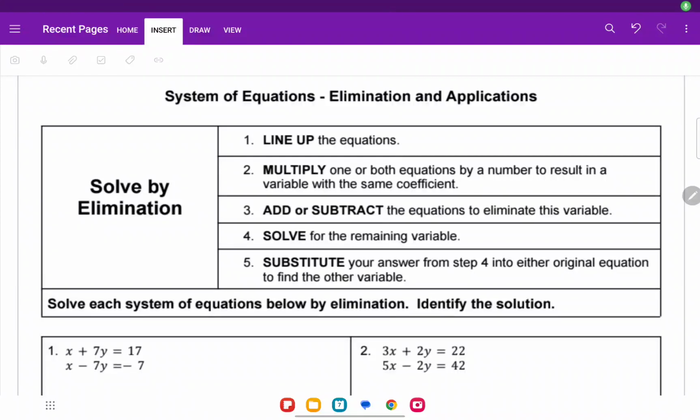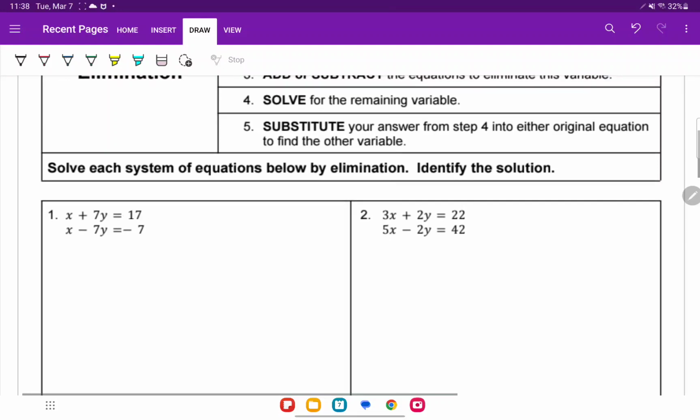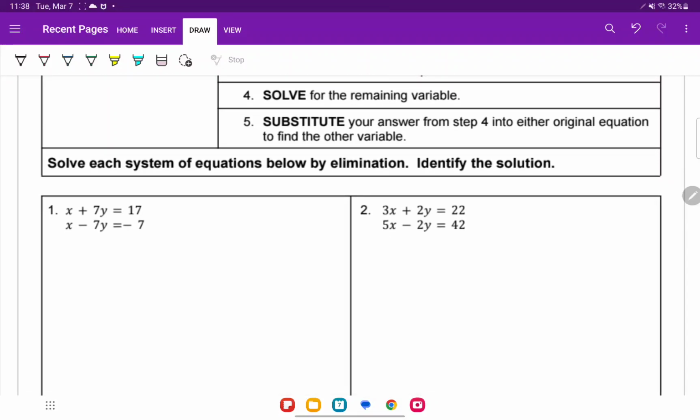Here are the notes for system of equations, eliminations, and applications. So here it says to solve by elimination: number one, you line up the equations, multiply one or both equations by a number to result in a variable with the same coefficient. And then you're going to add or subtract the equations to eliminate this variable, solve for the remaining variable, and substitute your answer from step 4 into either original equation to find the other variable.